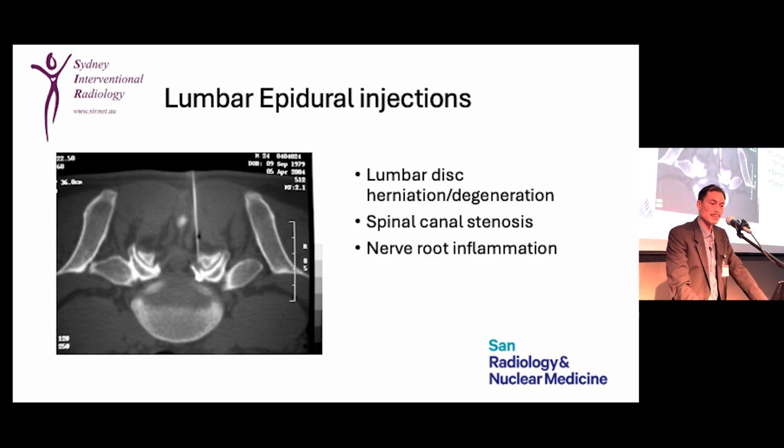So lumbar epidurals are indicated for pain associated with disc degeneration, canal stenosis, or nerve root inflammation. So this image here is an epidural. So the needle has tracked down into the right side of this image in the epidural space. And you can appreciate there's a little bit of contrast which has been injected in. And that is the epidural fat, at which point the nerve root will come out here. So there's probably a disc which is herniating into this patient's nerve root.